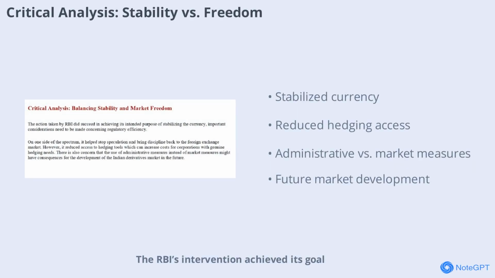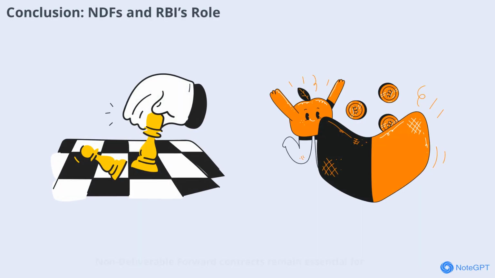RBI's intervention achieved its goal of stabilizing the currency and curbing speculation. However, it also reduced access to hedging tools, potentially increasing costs for corporations with genuine hedging needs. There is concern that administrative measures rather than market-based solutions might impact the development of India's derivatives market in the future. Balancing regulatory efficiency and market freedom remains a challenge, as the RBI continues to adapt its approach to ensure both stability and growth. Non-deliverable forward contracts remain essential for managing currency risks in restricted markets.